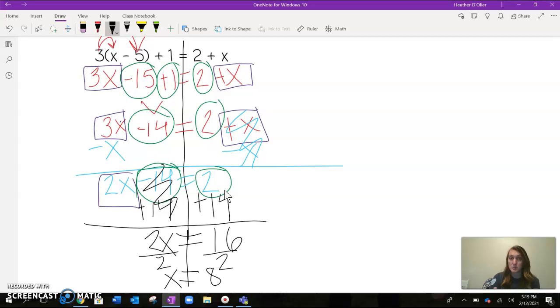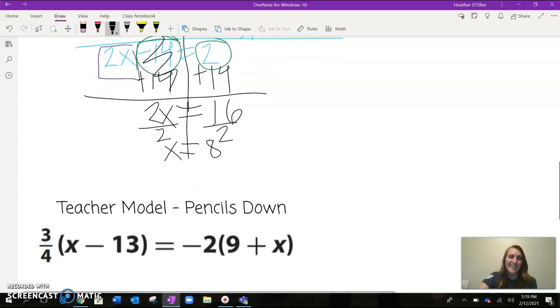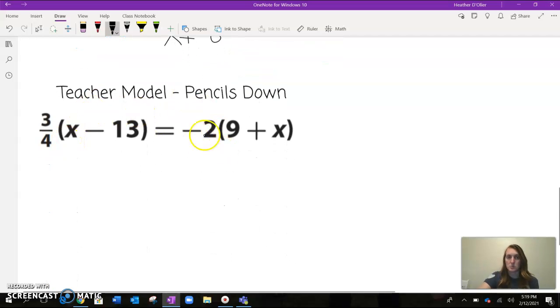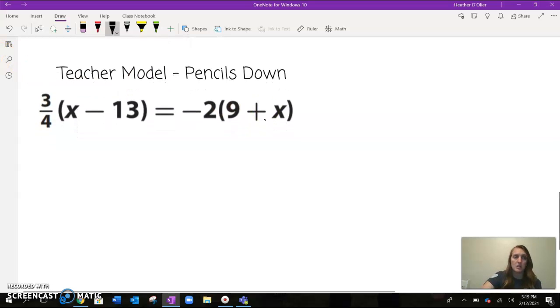We don't have fractions, we don't have decimals. But you knew it was coming. I do have an example with a fraction. So this time I have distribution twice, but I have a fraction. And I want to get rid of that fraction by using the least common multiple of my denominators. Okay, oh, well, I only have one. So the least common multiple of 4 would be 4.